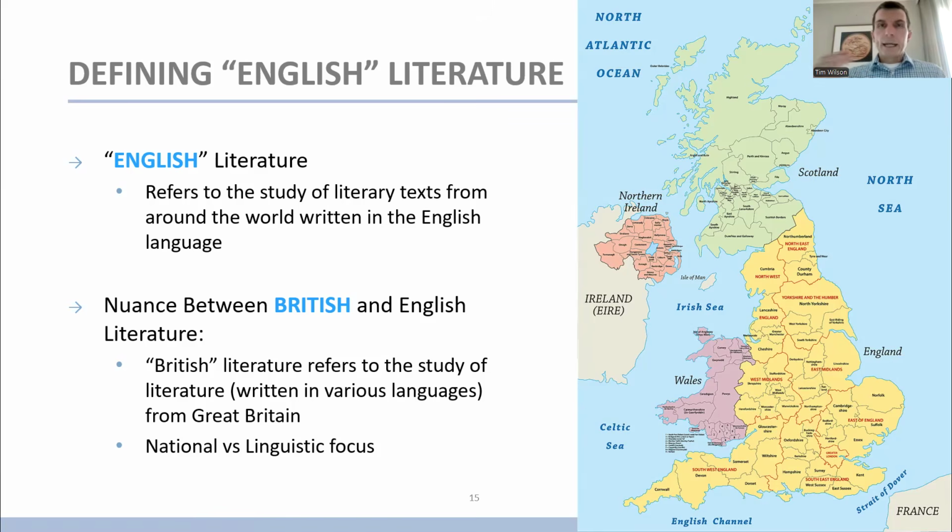Sometimes there'll be, and at the University of Ottawa we have a couple of courses named this, British literature. Okay, I don't think the course designers thought this through too thoroughly, but when we talk about British literature, technically speaking, it's literature written in any language, but written in Great Britain, so it could be written in Welsh. So it's not a linguistic definition; it's a national definition. British literature is a slight nuance there.